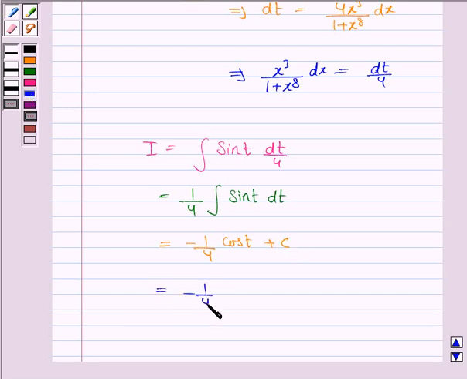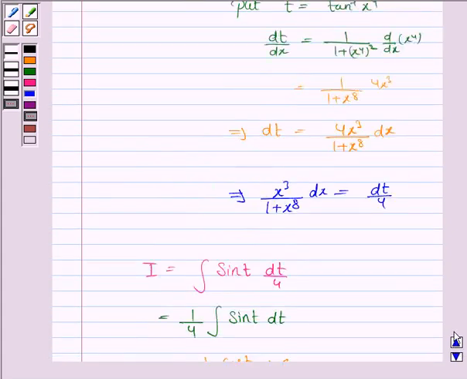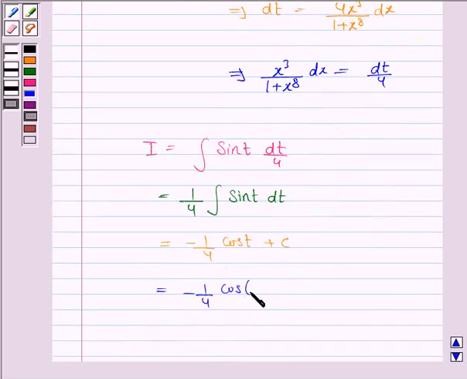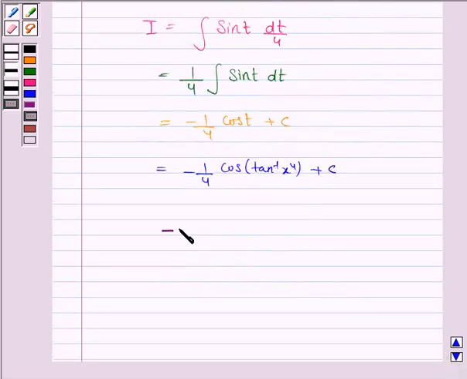So again this is equal to minus 1 by 4 cos t, where t is tan inverse x to the power 4. So substituted, plus c. Hence the integral of the given function is minus 1 by 4 cos tan inverse x to the power 4 plus c.